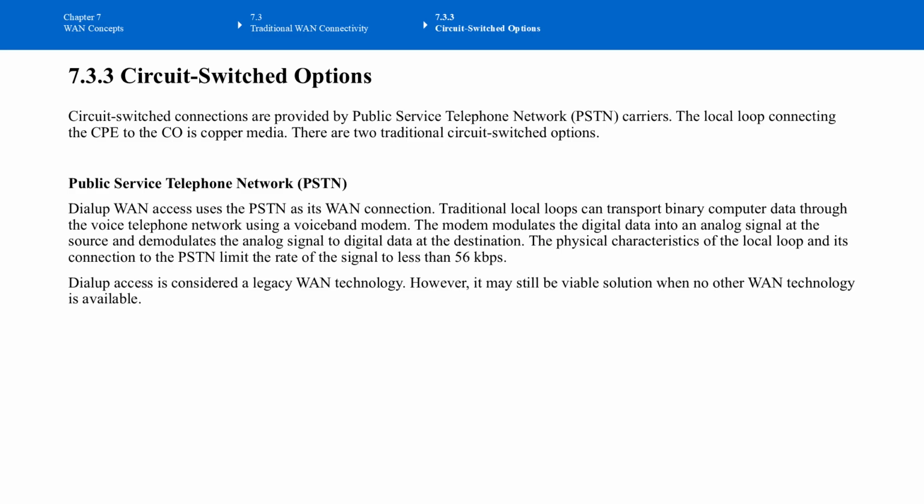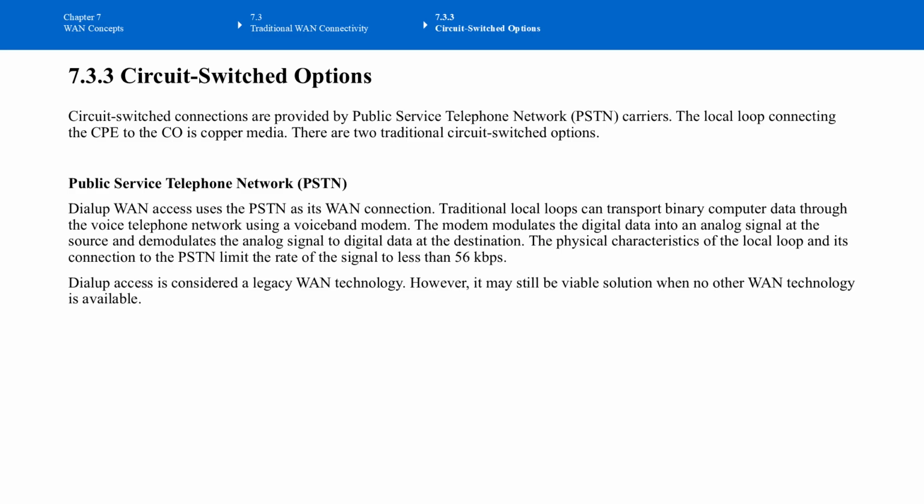The computer generates digital data, but traditional telephone lines were designed to carry analog voice signals. Therefore, a modem is needed. You can consider the modem as the modulator and the demodulator. Modulation means the digital signal is converted to an analog signal, and demodulation means the analog signal is converted to digital data. The local loop is the copper telephone line connecting the customer's equipment to the telephone company's central office.